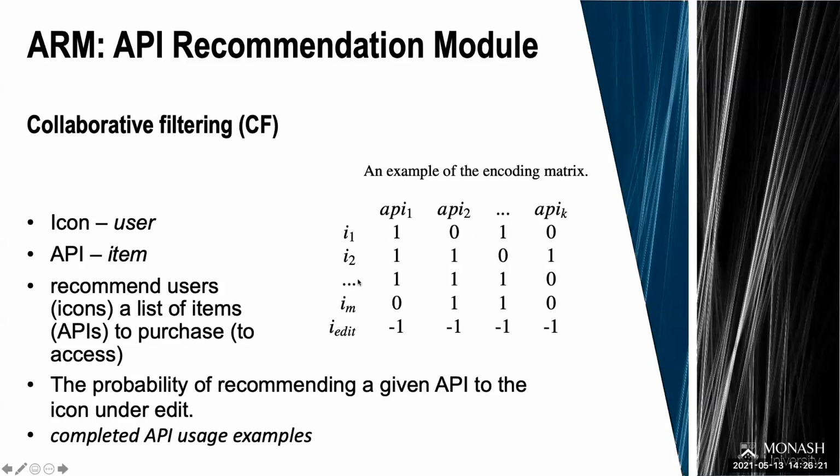The probability of recommending a given API to the icon under edit can be calculated. And the output of our tool will be a list of Android APIs that are ranked based on the calculated scores. In addition to the API itself, we also provide the code snippets related to the API. Our tool records completed API usage examples into the dataset too.